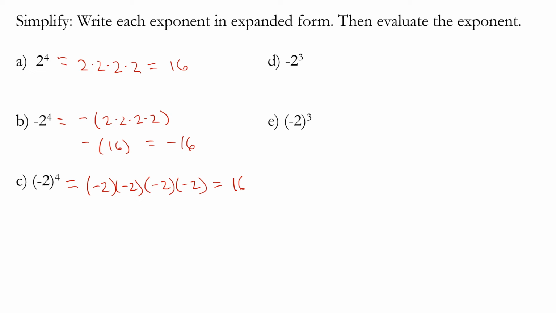Here we have -2 to the 3rd. So that's the negative of 2 to the 3rd. So 2 times 2 times 2, so that's -8. And now this is -2 times -2 times -2, which is still -8.